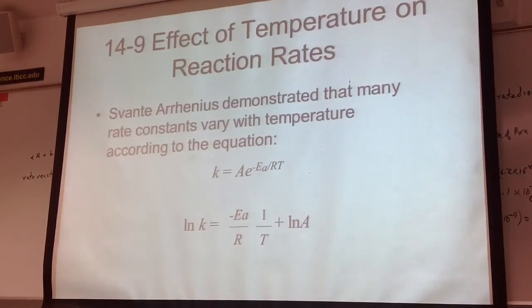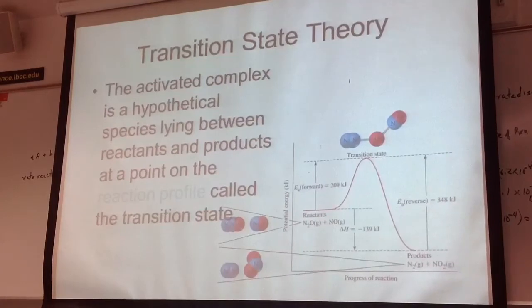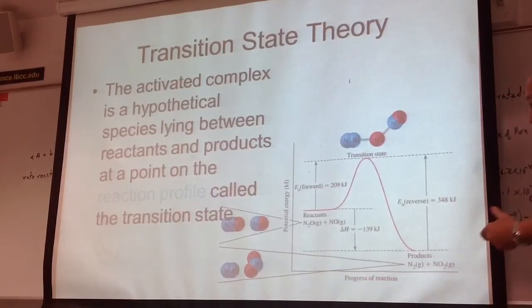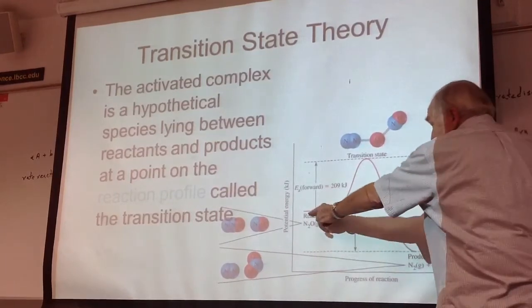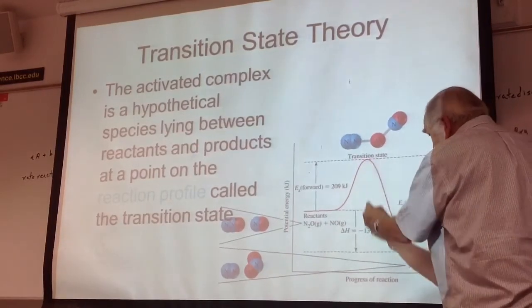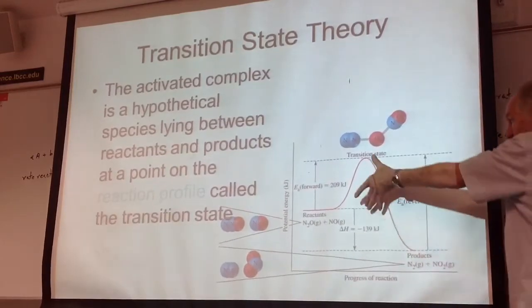And that's the integrated form. I'll come back to that next, but I want to go back to this thing. So anyhow, this is called a reaction coordinate, or the progress of a reaction. This is the energy of the system. Here we start off with reactants. It goes up to the transition state. This energy difference right here is the activation energy, from here to here.